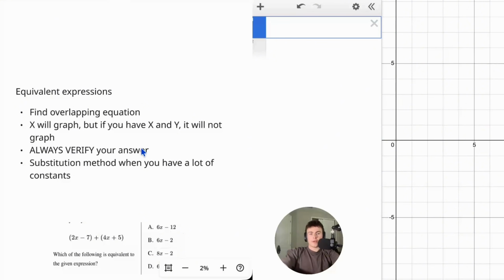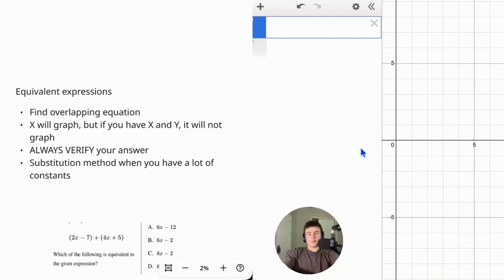So pacing is less important on math than reading because you should not be taking 5 minutes for a problem anyway, right? So take the extra 20 seconds, verify your answer, get the question right, claim your free points. It's that easy. And then substitution when you have a lot of constants. That is it.